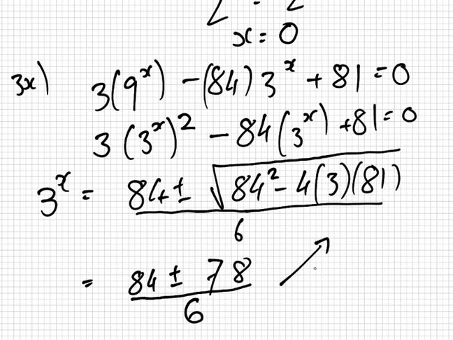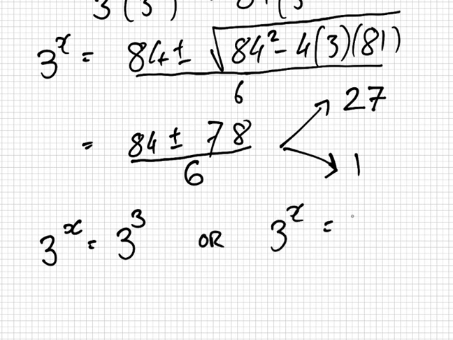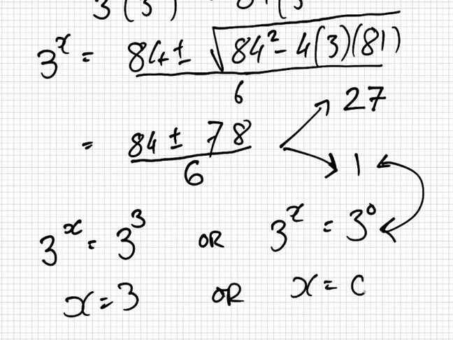Okay, 2 answers. Give me the plus and the minus answer, please. So, Ali, you give me the plus, or you have the plus, Naveed? 27. Okay, and the minus then? 1. Okay. So you get 3 power x equals 3 power 3, or 3 power x equals 3 power 0, because 1 is the same as 3 power 0. X equals 3 or x equals 0.